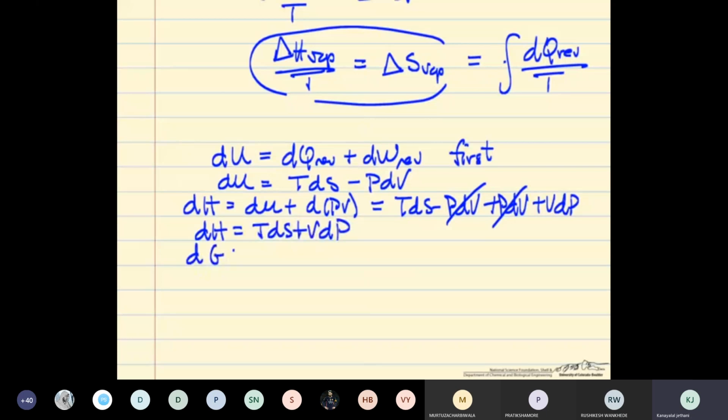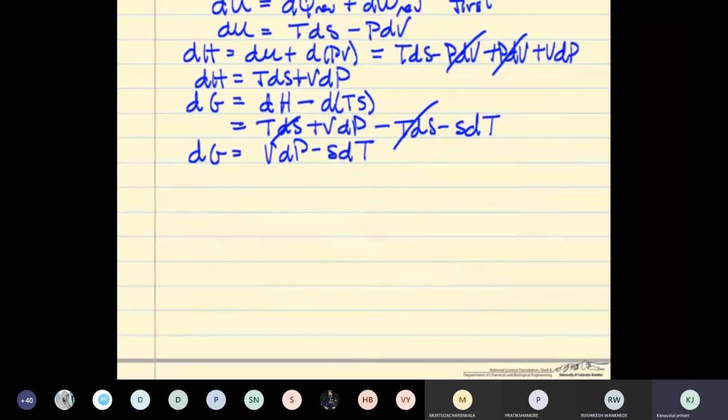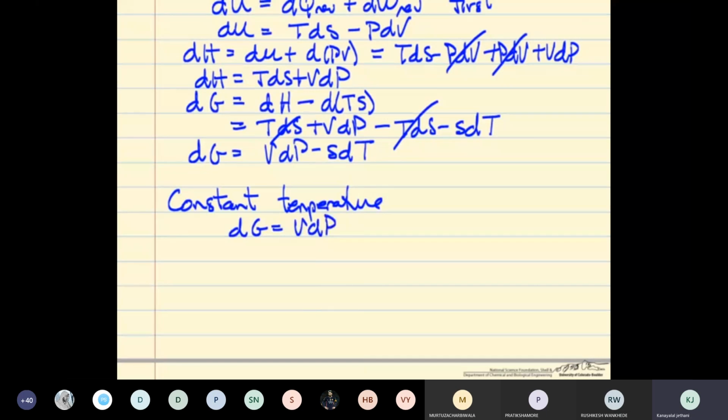And now one more step, dG is dH minus d(TS). So we're making the same type of substitution, dH, TdS plus VdP minus TdS minus SdT. So the differential change in Gibbs free energy, and then again, you notice this term cancels, is VdP minus SdT. And so what we're going to look at in a lot of our calculations is what happens if we change at constant temperature. Then dG is VdP. So we can calculate the change in Gibbs free energy from volume and pressure changes at constant temperature.